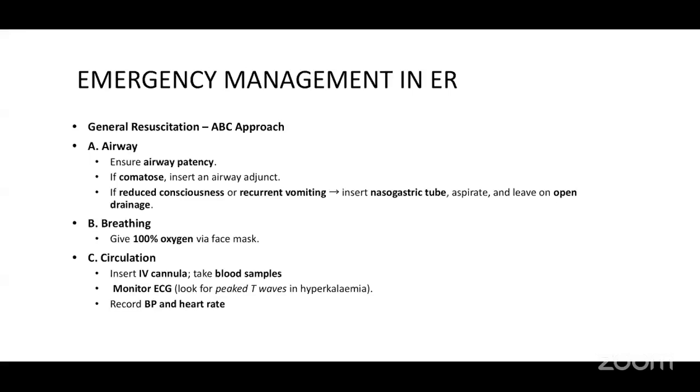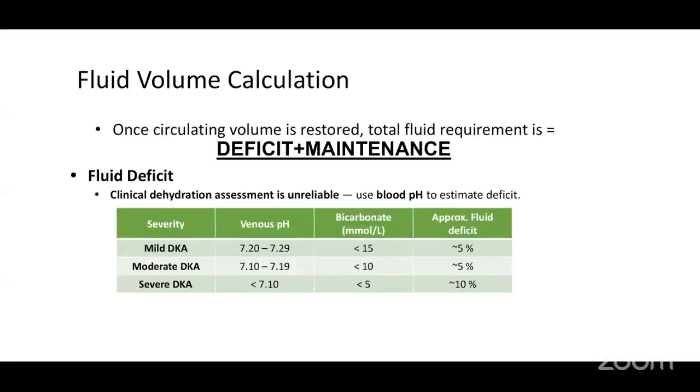Now, how do you calculate the fluid volume, the fluid deficit, and how much fluid to give? Once circulatory volume is restored, that is after you have given the bolus IV fluids, maximum 40 ml per kg as we discussed, and whenever the BP has been restored, then you go ahead with the fluid requirement for the rest of the time. Deficit plus maintenance is calculated.